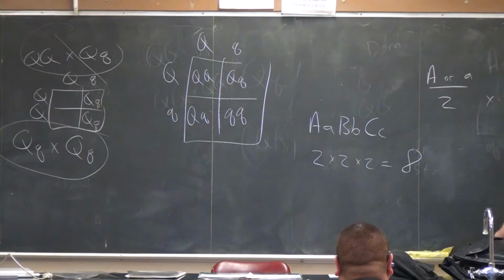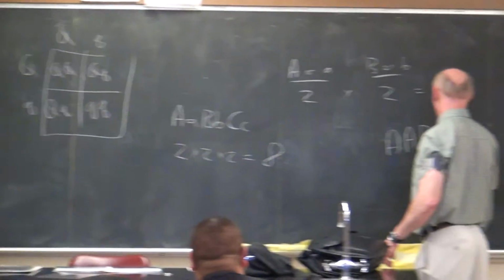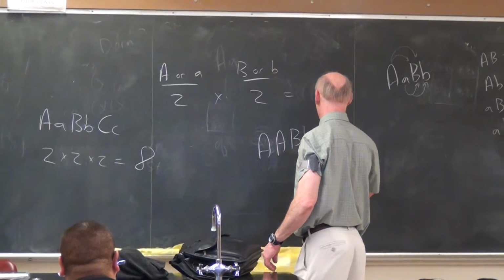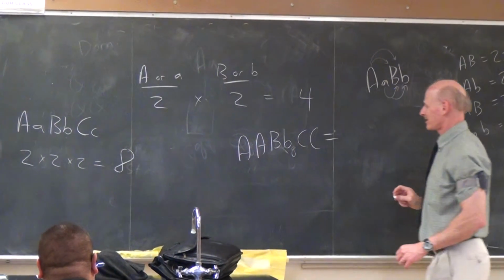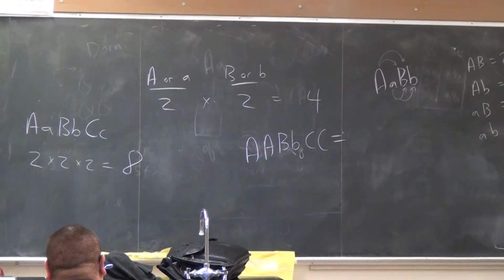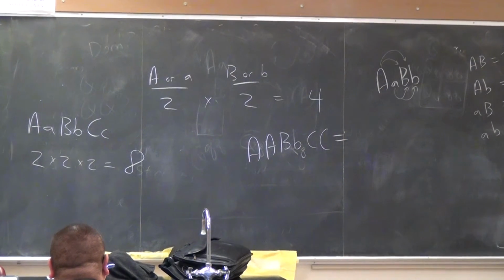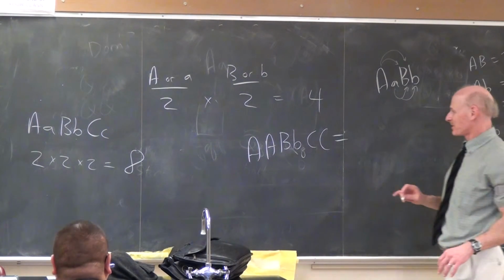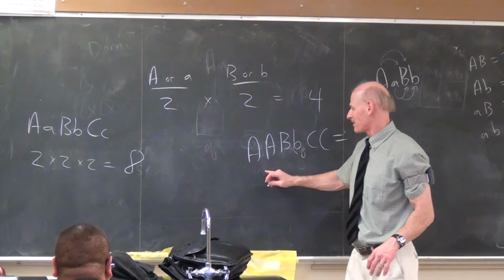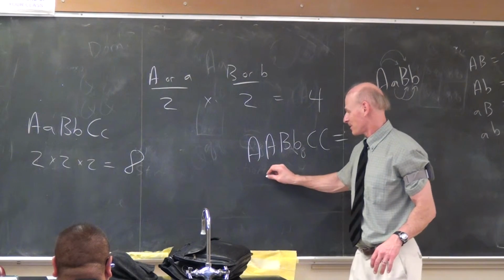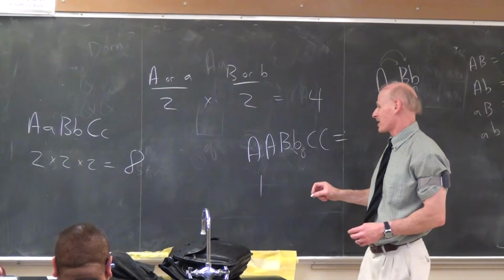How many different types of eggs could this woman make if we just focus on these 3 genes? 4. 2. How many different types of alleles could the eggs get for this gene? Just 1. All the eggs get a big A.